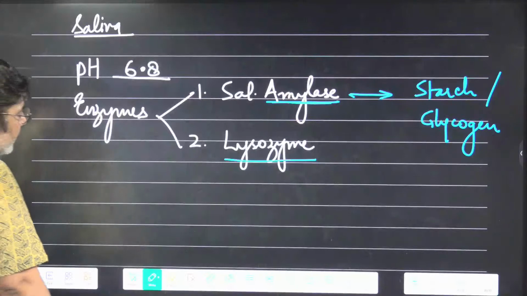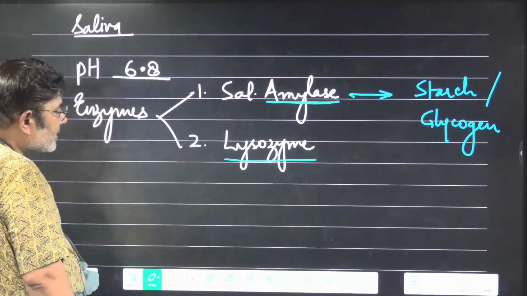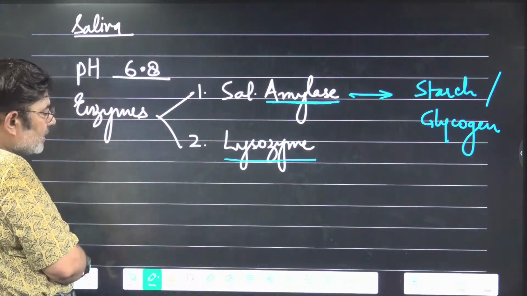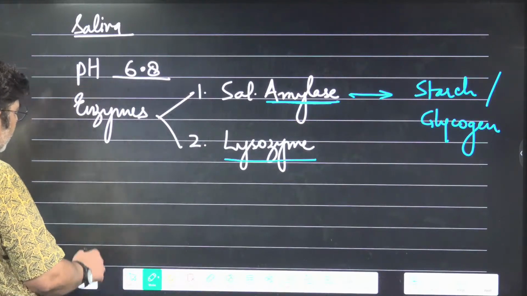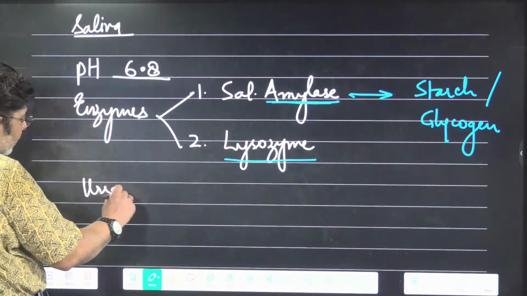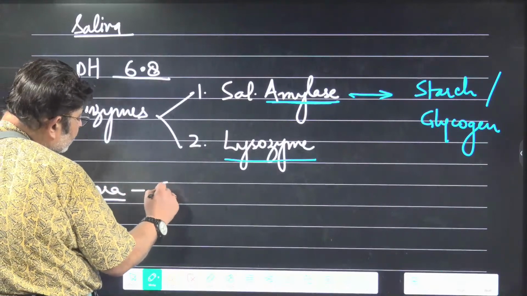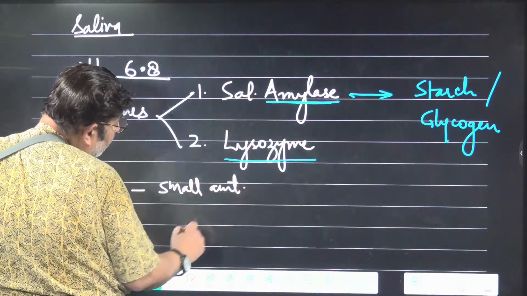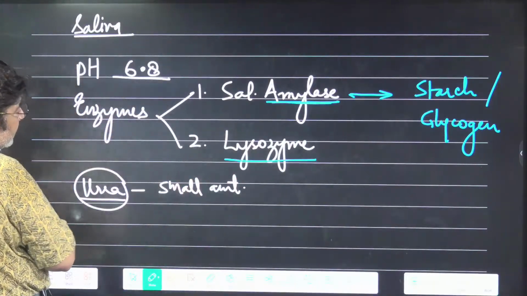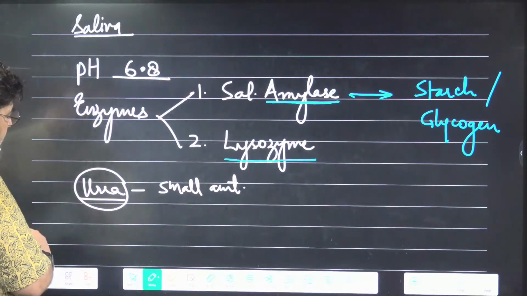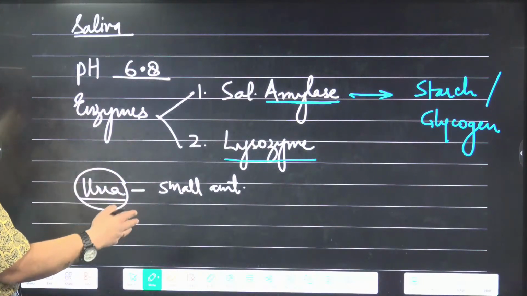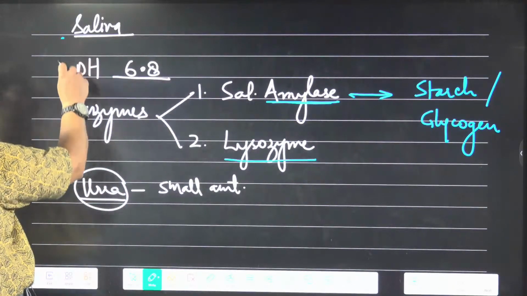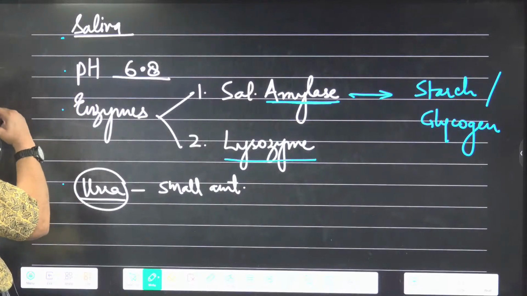Okay. Now, a very small amount of lipase is also found, but you can ignore that. The lingual lipase you can ignore. But you cannot ignore the presence of urea. A very tiny amount of urea is also present in the saliva. So in the body secretions, this excretory waste is also found. So just remember these points about the saliva.